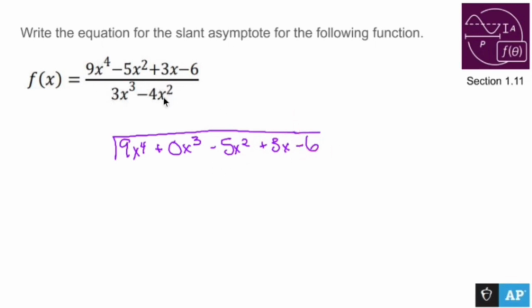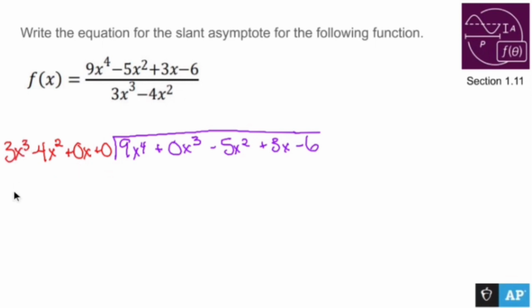Now this guy is going to be the factor that's being divided from it, so I'm going to write that over here, and even though it might not be necessary, I always like to add those extra things at the end that aren't there. Like I'm missing an x and I'm missing a regular value, so I'll add 0x and I'll add 0. Is it necessary? I don't know, but I do it anyway. This is how you do polynomial long division.